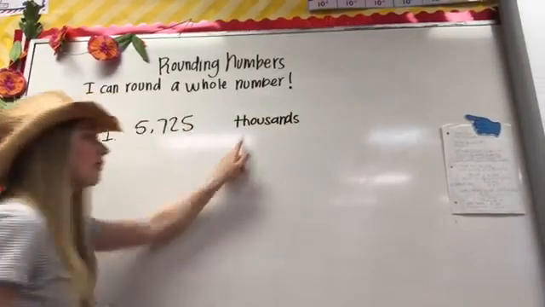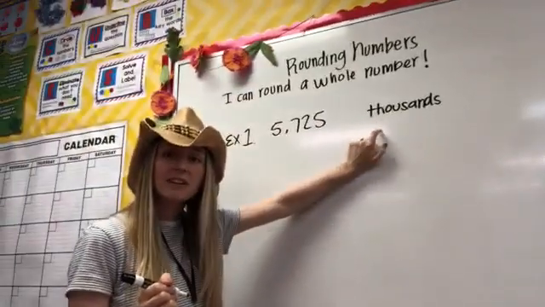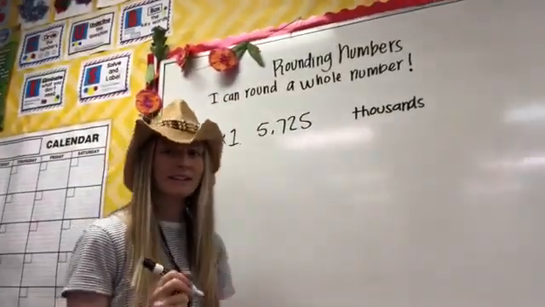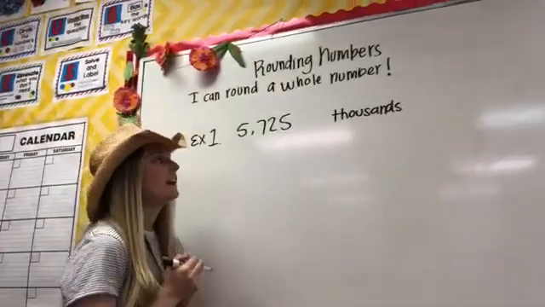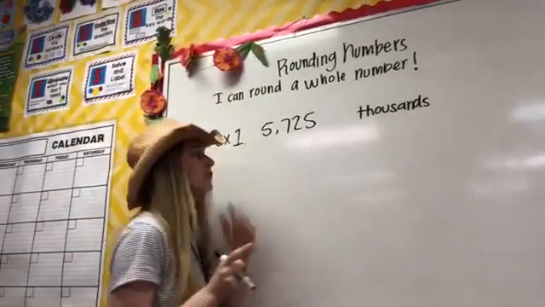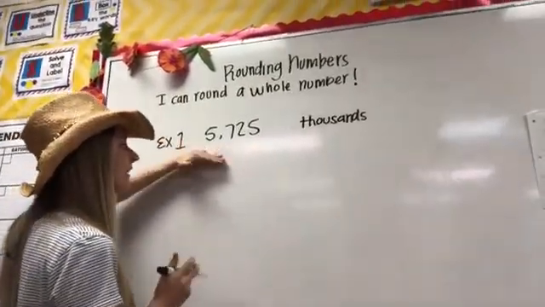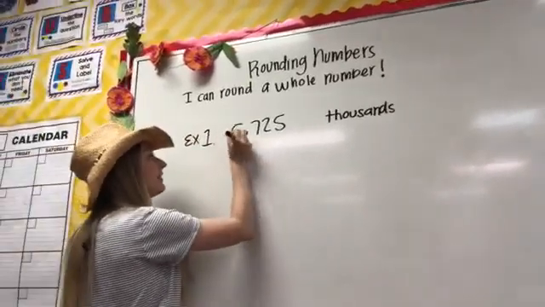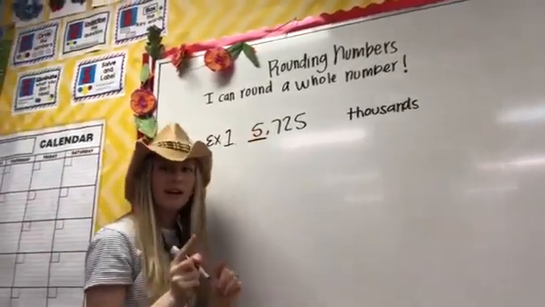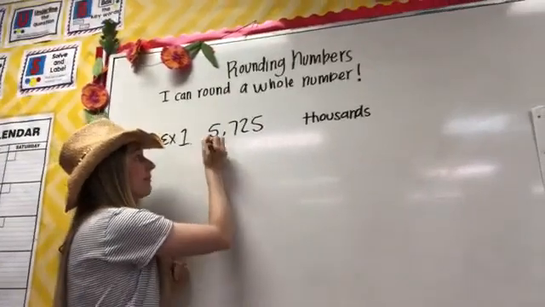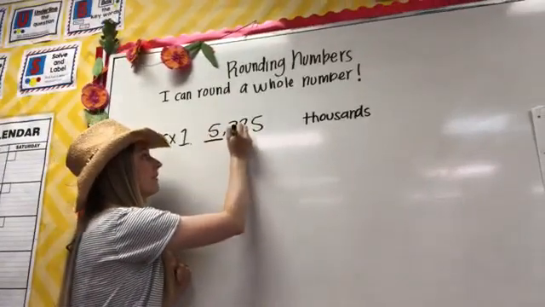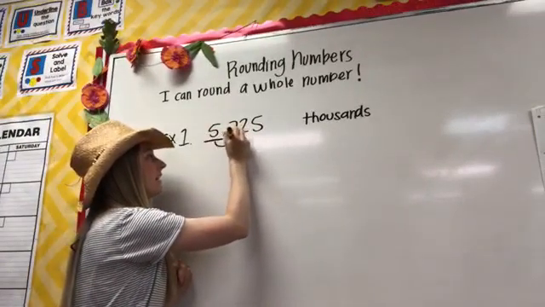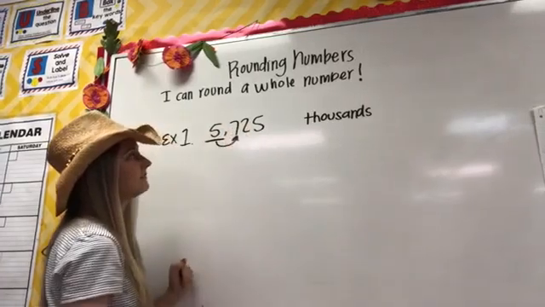So we are rounding to the nearest thousandths place, okay? So here's the thing, we have to first know which number's in the thousandths place. So if we look here, we know that the 5 is in the thousandths place. So that's the number being rounded, so we underline it. So remember, we look to the number to the right of it, and that is a 7, okay?